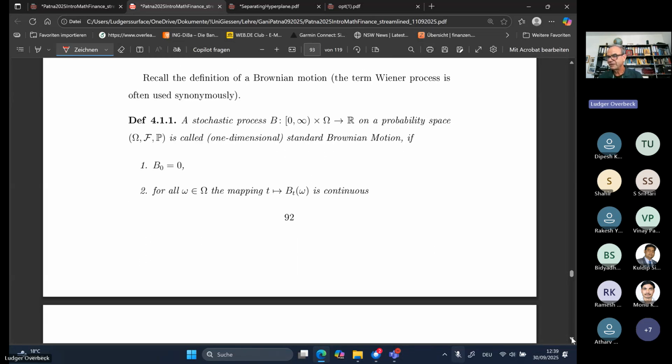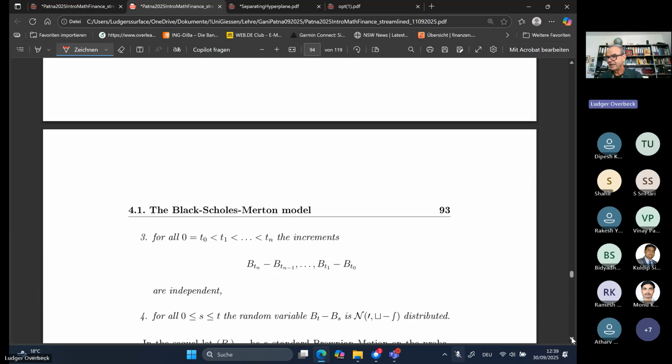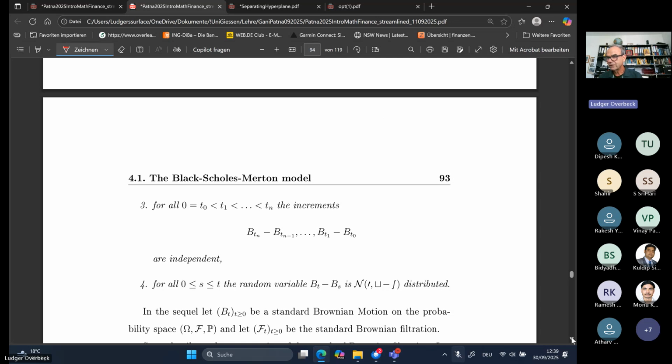And it has a property, what we assume is that it has continuous paths. And it has the property that the increments are independent. And for all increments, the distribution is normally distributed. This means mean 0 and variance t minus s.